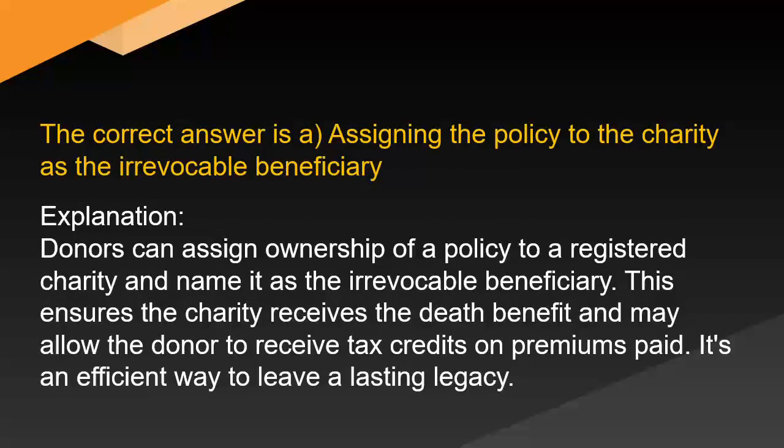The correct answer is A. Assigning the policy to the charity as the irrevocable beneficiary. Explanation: donors can assign ownership of a policy to a registered charity and name it as the irrevocable beneficiary. This ensures the charity receives the death benefit and may allow the donor to receive tax credits on premiums paid. It's an efficient way to leave a lasting legacy.